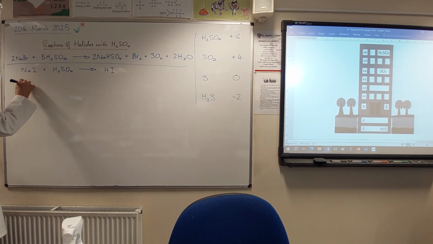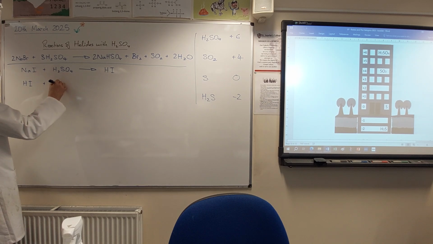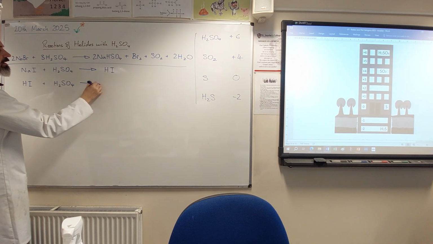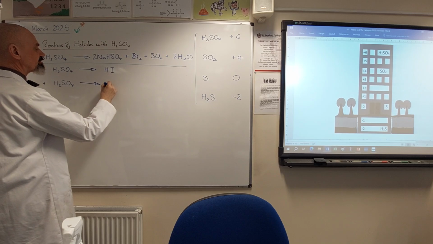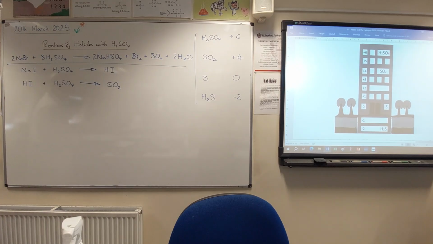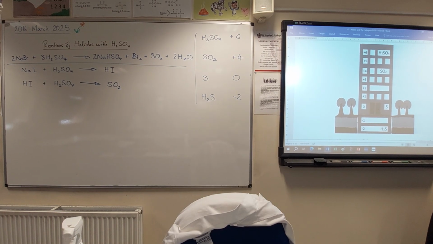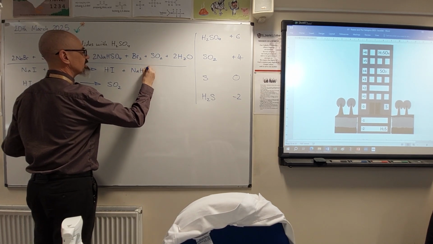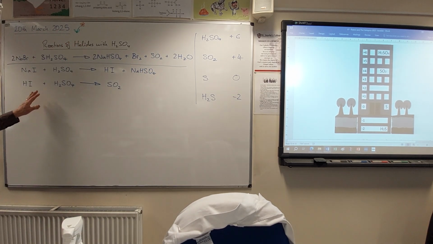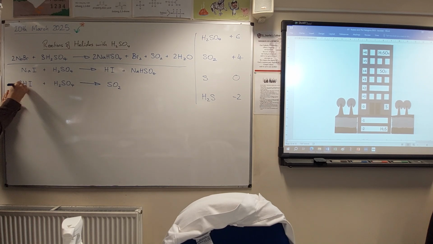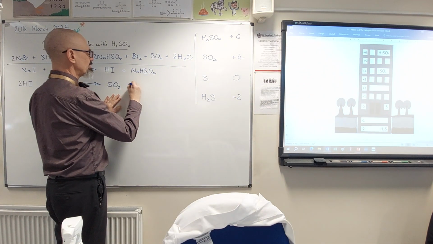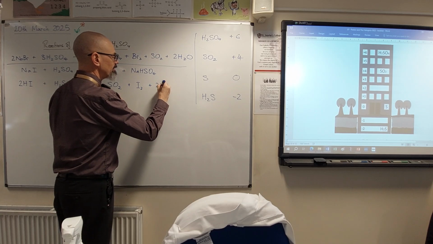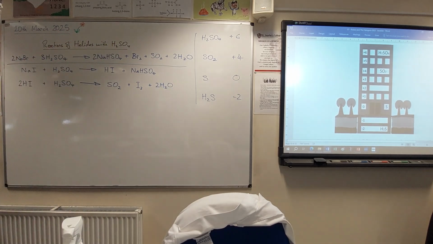And then we're going to write a second reaction for HI and H2SO4 to make SO2. So can you complete that reaction as well? Okay, so we should have HI and NaHSO4 on the top, and then 2 HI and H2SO4 makes SO2, I2 and 2H2O, exactly the same as the last reaction.